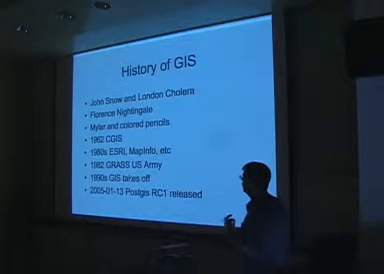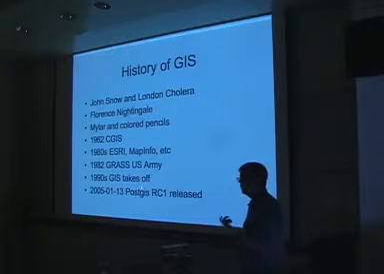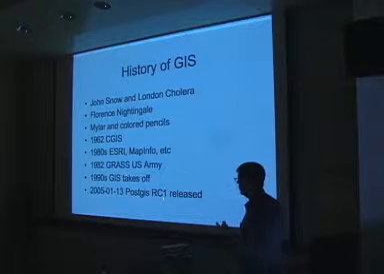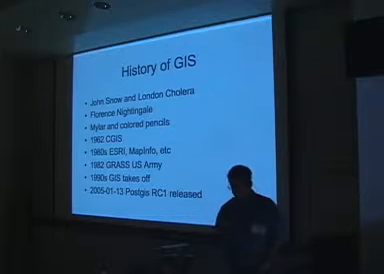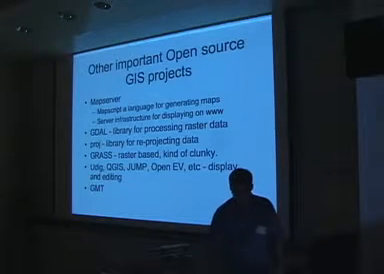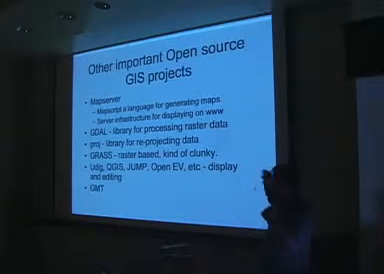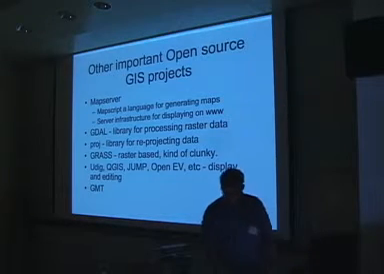In the 90s, you really see it take off. In the 2000s, you see it take off, plus the internet and Google Maps. And this is the date that release candidate one for PostGIS was released. And it's at 1.3.1, I think, right now. Other important GIS projects. MapServer is how I make my maps. All that other stuff is important. This will be on the slide.